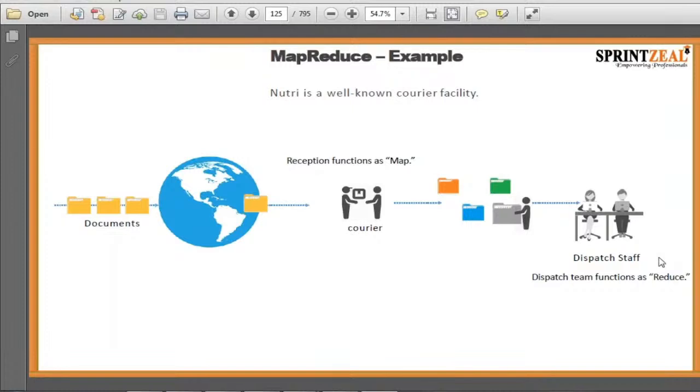If there's a courier company and there are so many documents, let's say millions of documents which have to be sent from senders to the receiver. So usually, let's say there is a big courier company which has centers all across the globe. Now, usually, what happens?